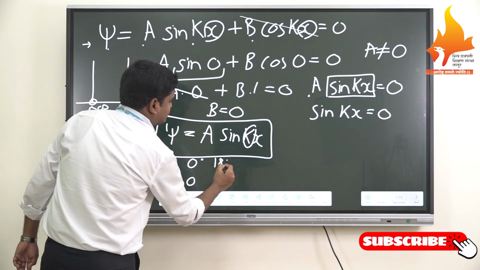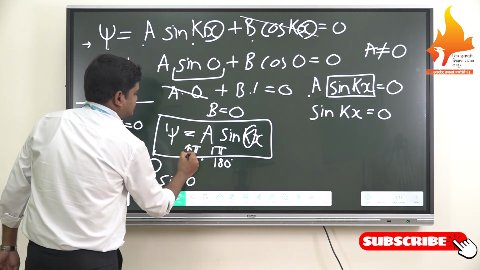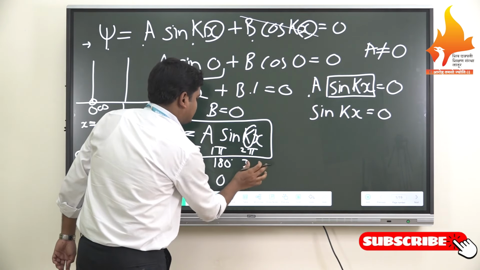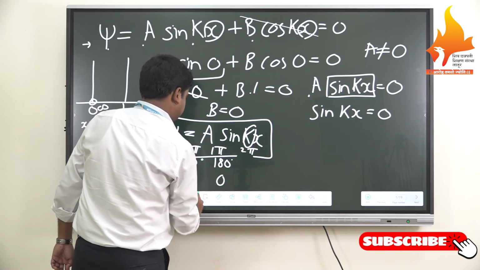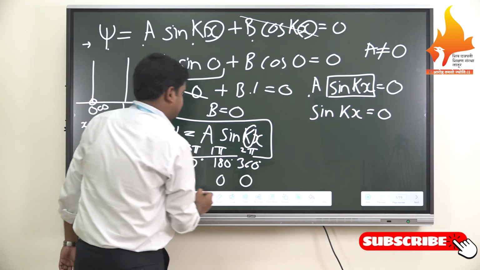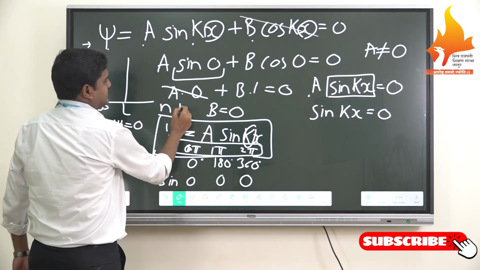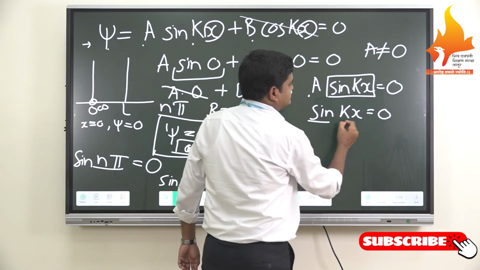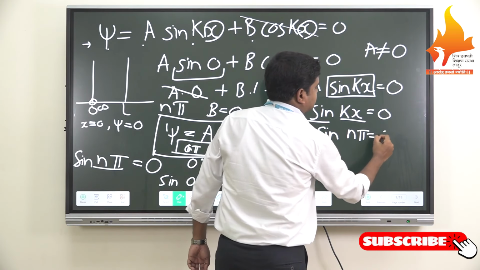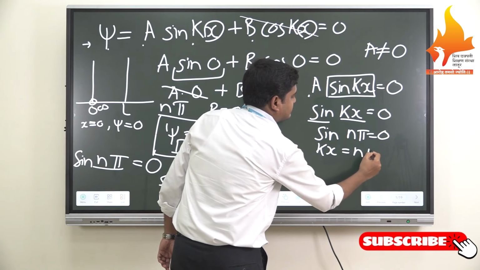For 180 degrees, that is pi, this is n into pi, this is 1 into pi, and 0 into pi gives the value 0. For 360 degrees, that is 2 pi, the value is also 0. So all zeros of the sine occur at multiples of n pi. That is why sine of kx is equal to 0, sine of n pi is equal to 0, therefore kx is equal to n pi.